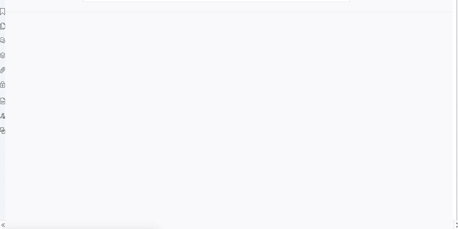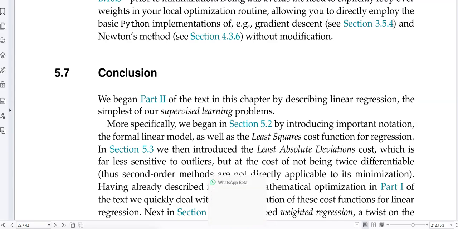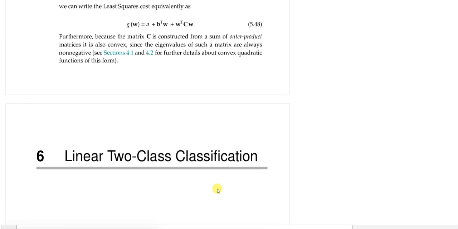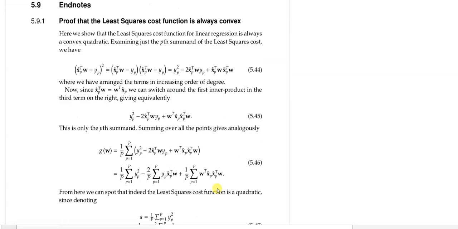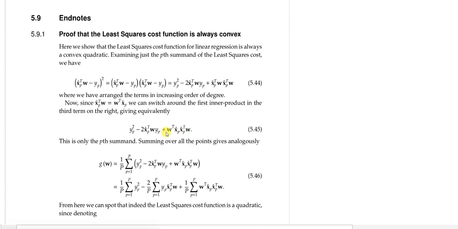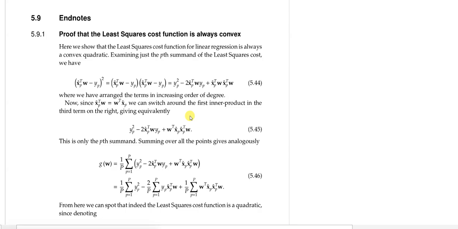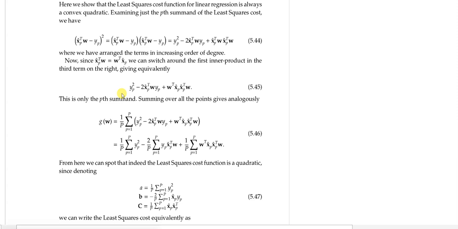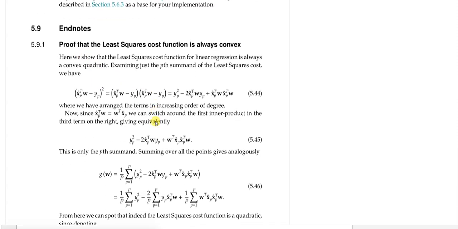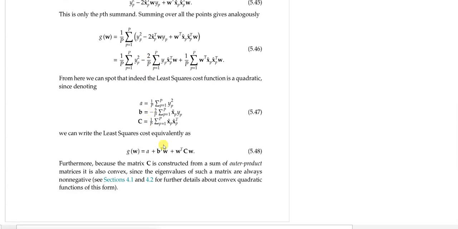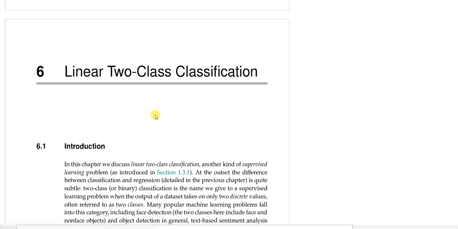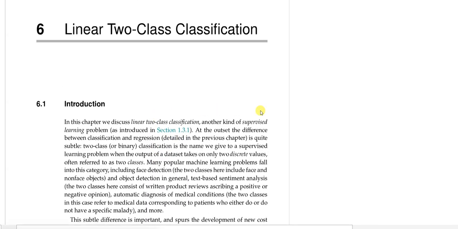About the end nodes here, the least squares cost function is always convex. Convex means it looks like a squared function. How it looks like a squared function is explained here. You try to develop this one. If you are not in a position to develop this, I may explain it in the classroom. So with this first part completed, the second part I may explain and I may share the same.